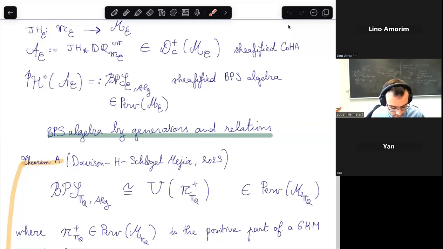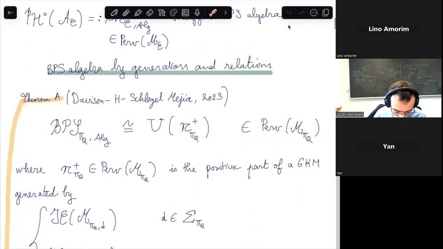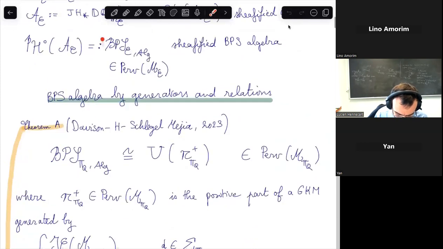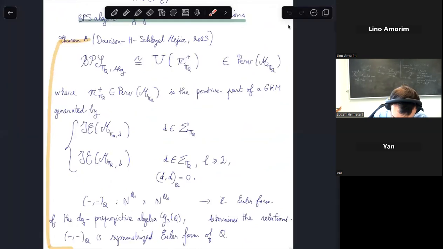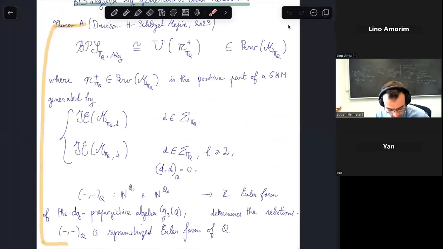And the main result I explained yesterday was how to describe the BPS algebra, this algebra constructed in some quite indirect way, by generators and relations. This is the following theorem that fits now on the screen. This BPS algebra for the preprojective algebra, I specialized everything to preprojective algebras today, is isomorphic to the enveloping algebra of some Lie algebra. And this Lie algebra is an algebra object in this category of perverse sheaves, with some monoidal product that I'm not describing again.